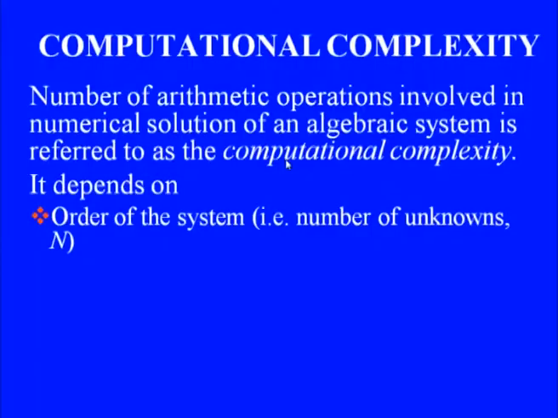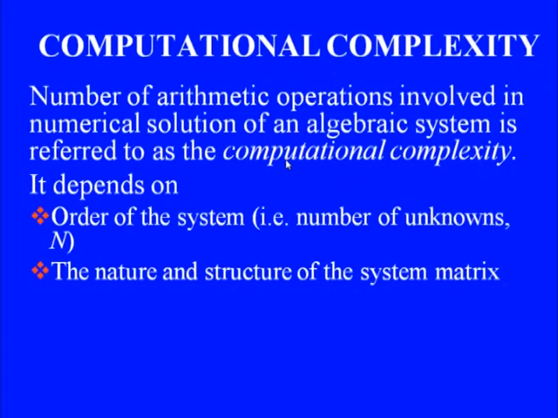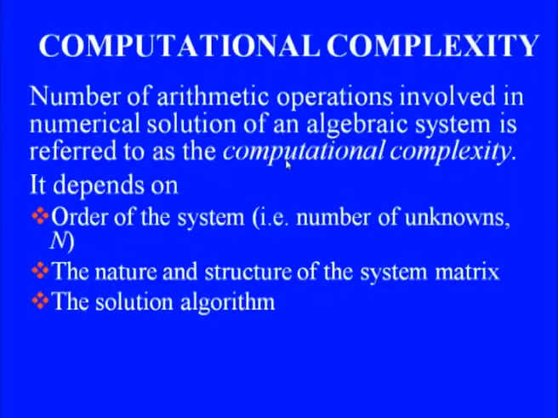the order of the system, that is the number of unknowns capital N. It also depends on the nature and structure of the system matrix. By nature we mean whether it is symmetric, positive definite, or it is an unsymmetric system. By structure we mean whether it is a sparse system with multi-diagonal structure, a banded matrix, or it is a full matrix. So the computational complexity will depend on all these features. It will also depend on the choice of the solution algorithms. The different algorithms have different computational complexities.